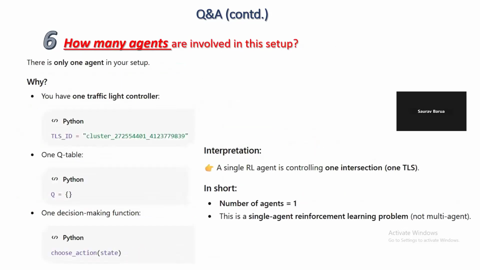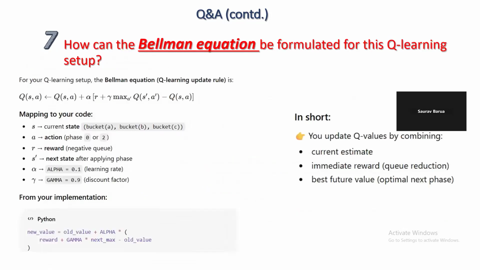Next comes how many agents here. We have only one agent, that is one traffic light controller, with one Q table and one decision making function. A single RL agent is controlling one intersection. So this is a single agent reinforcement learning problem, not a multi-agent problem.